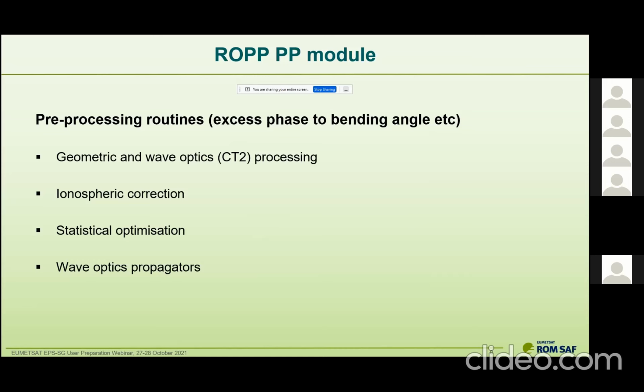And also, quite recently, wave optics propagators have been introduced into ROPP, which are in a way the reverse of the usual pre-processing routines. Here you give a model refractivity field, either spherically symmetric or a 2-dimensional one, a slice of refractivity, and you calculate in idealized situations what the accumulated excess phase would be at your receiver. And that's useful for processing and sensitivity studies and things like that.